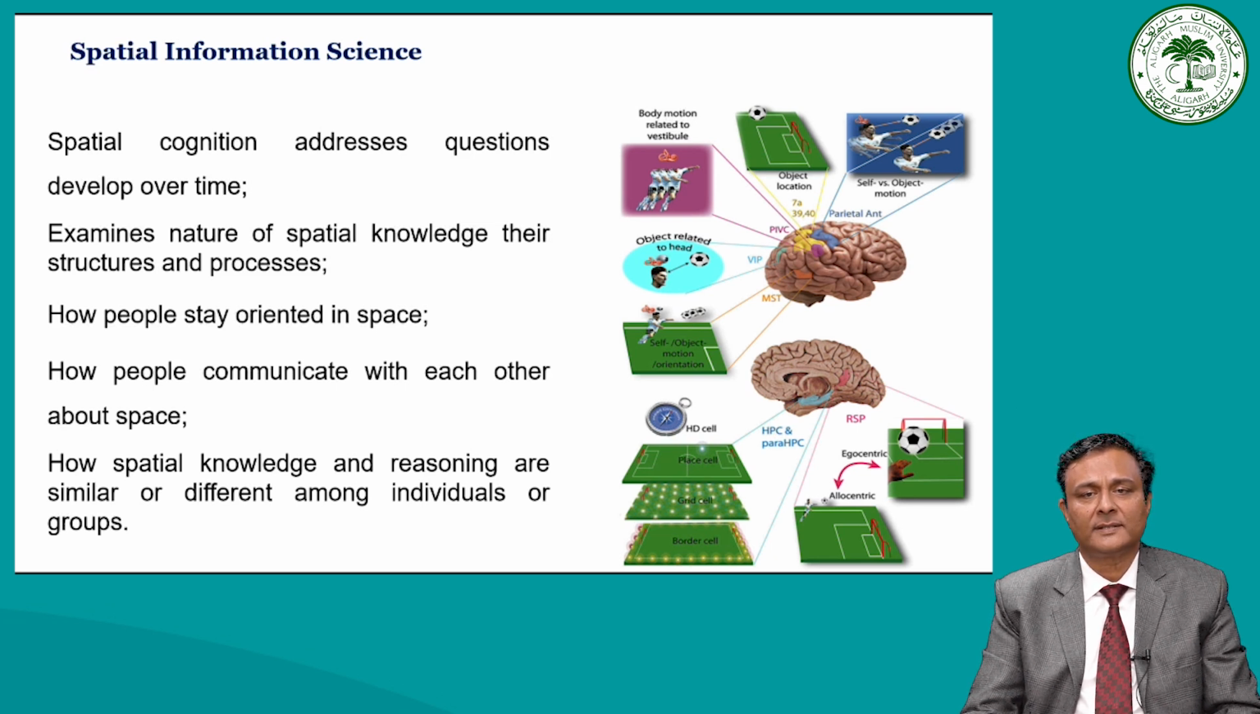Spatial cognition sheds light on questions such as how spatial knowledge and beliefs are acquired and develop over time, the nature of spatial knowledge, structures and processes, how people navigate and stay oriented within space, how people use language to communicate with each other about spaces and the phenomena related to those spaces, and how aspects of spatial knowledge and reasoning are similar or different among individuals or groups.